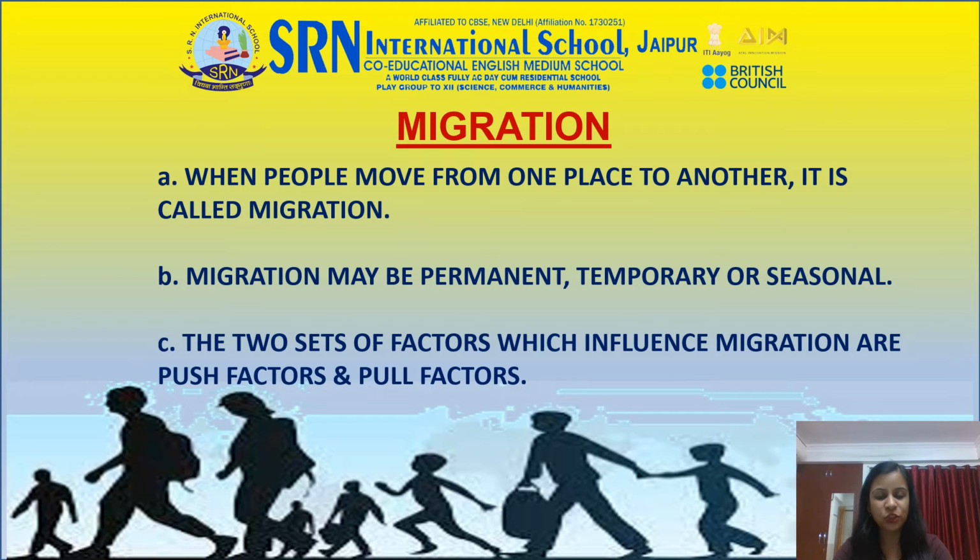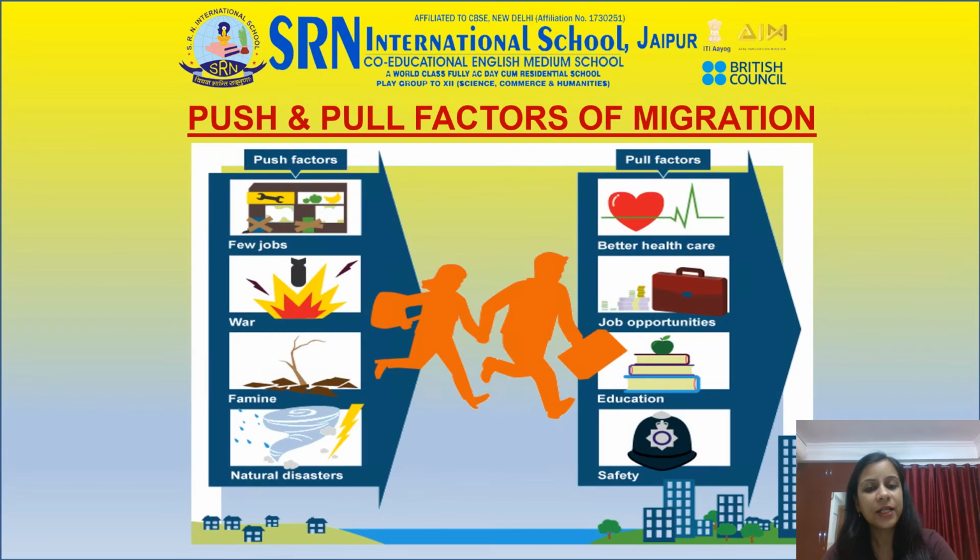Now let's talk about migration. What is migration? When people move from one place to another, it is called migration. The literal meaning of migration is movement. It may be permanent, temporary, or seasonal. There are two sets of factors which influence migration. These are categorized as push factors and pull factors. Now let's talk about these push and pull factors in detail.